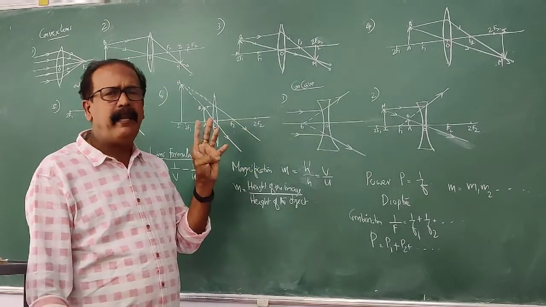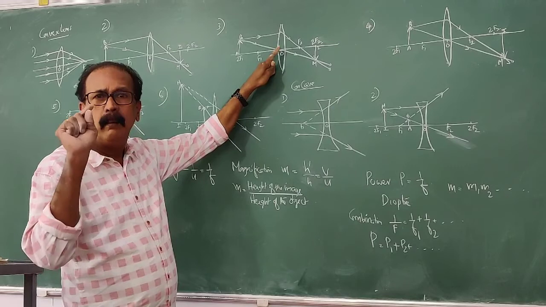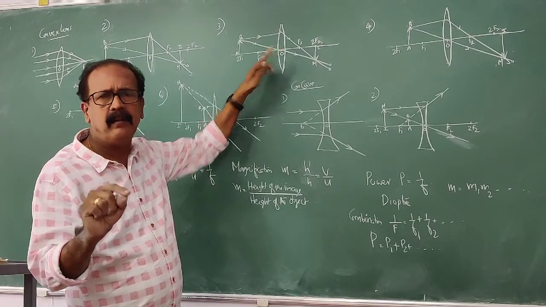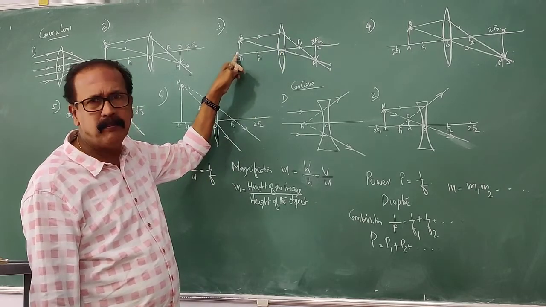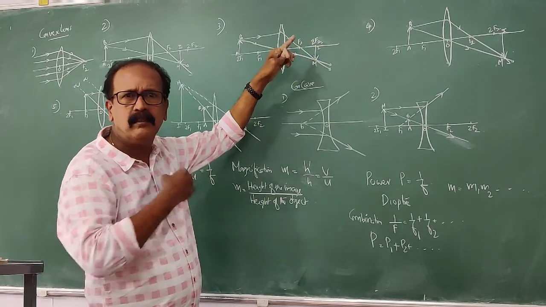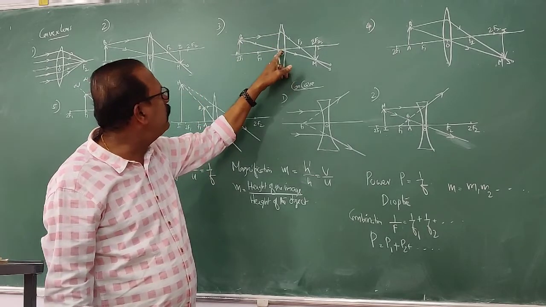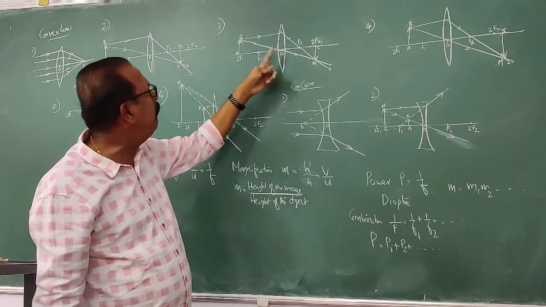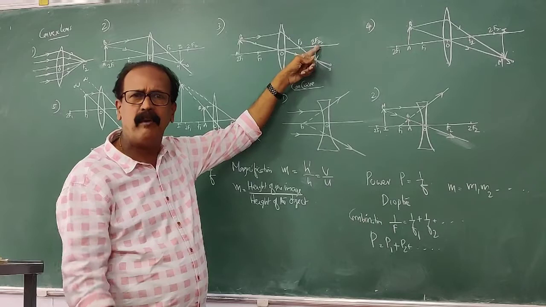All the distances must be taken from the optic center. In mirror it must be taken from the pole. Here the distance must be measured from the optic center. 3. The distances to the left of the optic center are negative. Distances to the right of the optic center in the x direction are taken as positive, as we have done earlier. All the distances to the left of the optic center along the x-axis must be negative, and all the distances to the right of the optic center along the x-axis are positive.